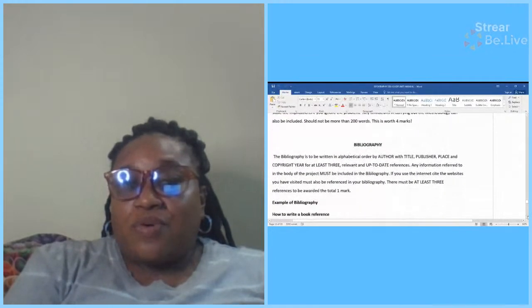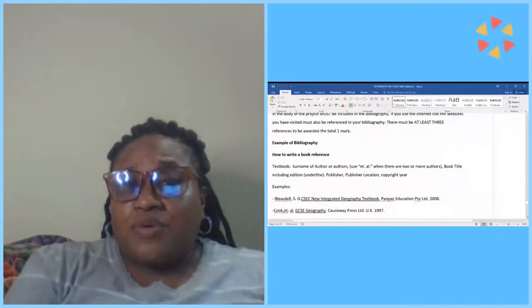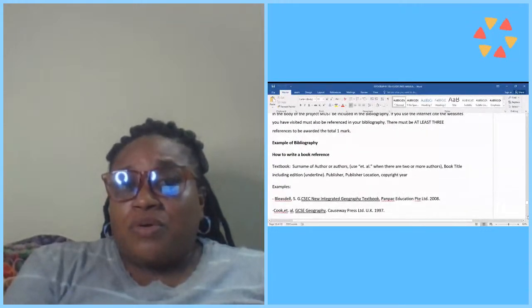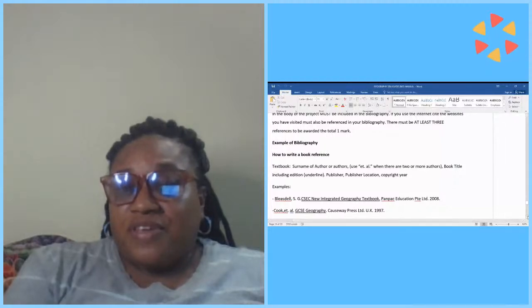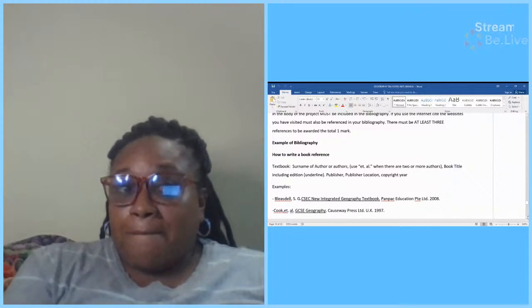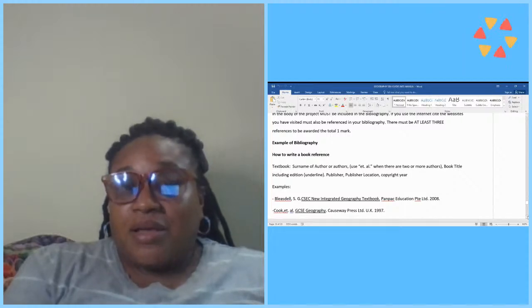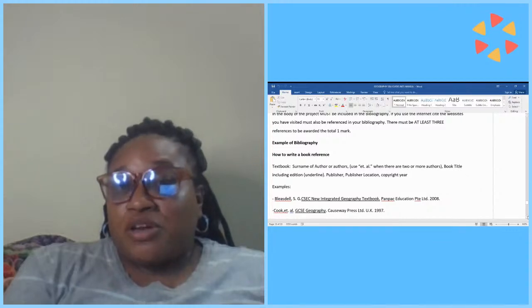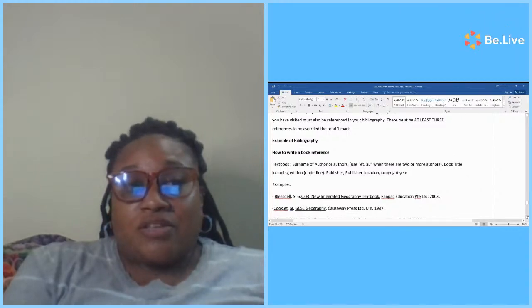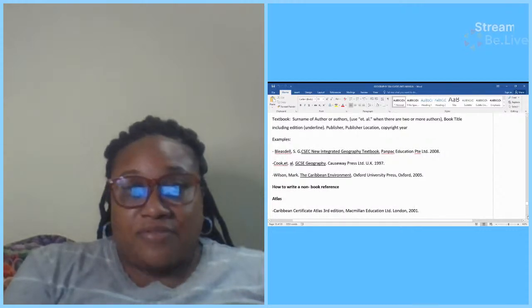And then you have, of course, the bibliography structure. You must do your bibliography in alphabetical order, of course, with the author's surname first, right? Then you have the book title, it's underlined, publisher, location, and copyright. Here, these are a few examples, and it must be in alphabetical order.